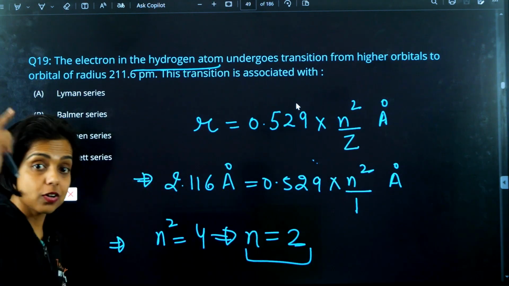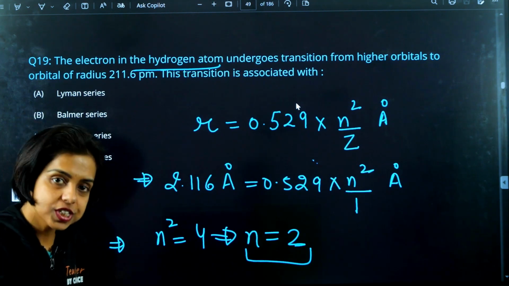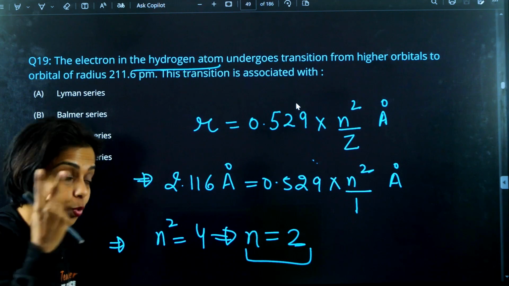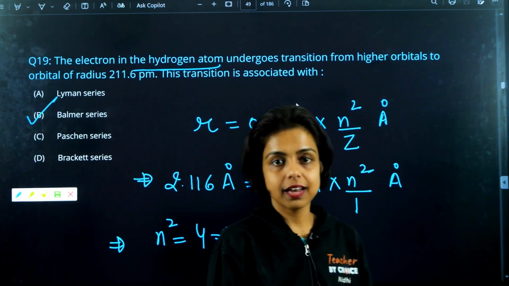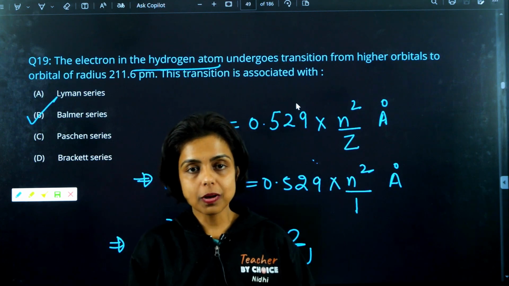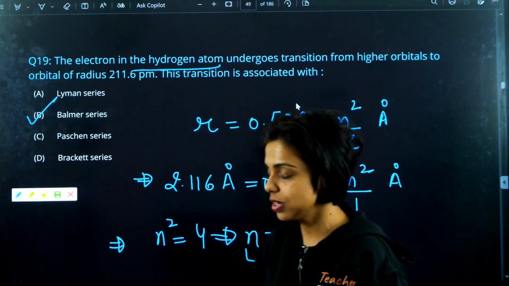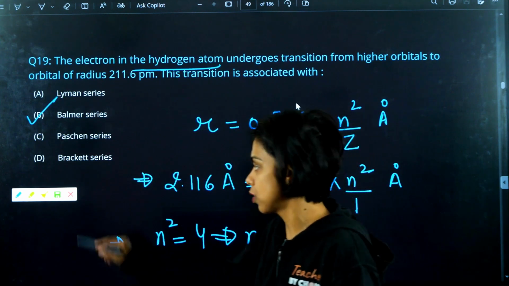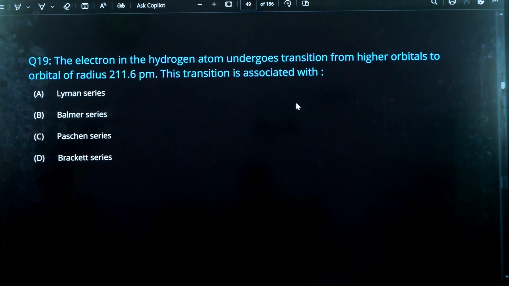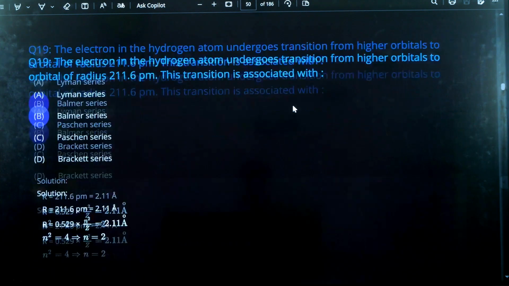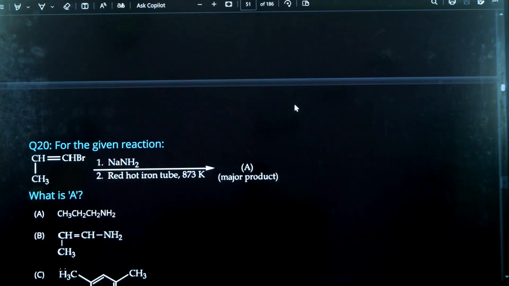If n is 2, electron is coming to second orbit. So which series does it belong to? If n1 is 2, it belongs to Balmer series, right? For Balmer series, the lines or wavelength belonging to Balmer series, the electron comes to second shell or the second orbit. So the answer we mark is B, right? And I'm sure you mark the same. Next question.